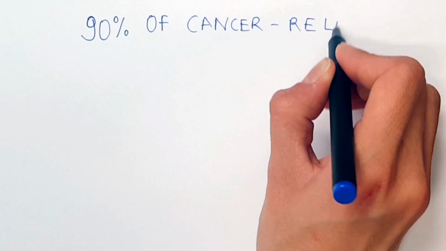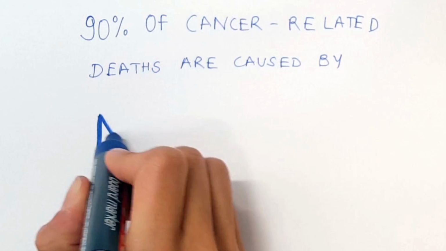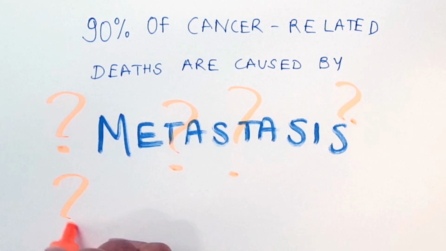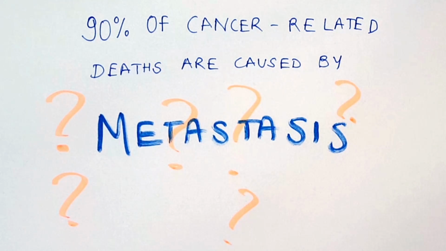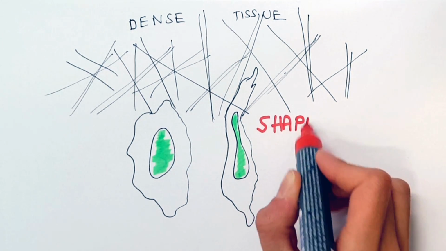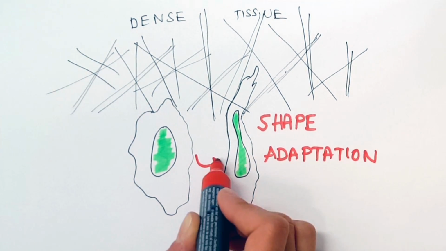Despite the importance of metastasis in the cancer progression, there are still some key factors of this process which are largely unknown. One of them is the role of the cell shape adaptation when cancer invades dense tissues. So our goal was to make a platform with high spatial and temporal resolution which mimics the resistance of tissue to cancer migration.